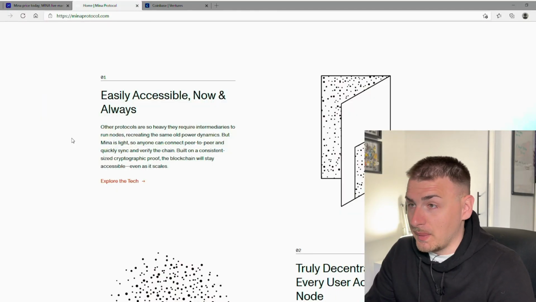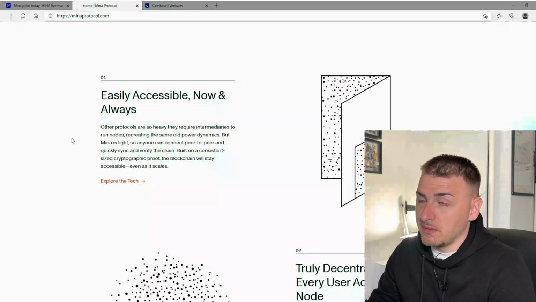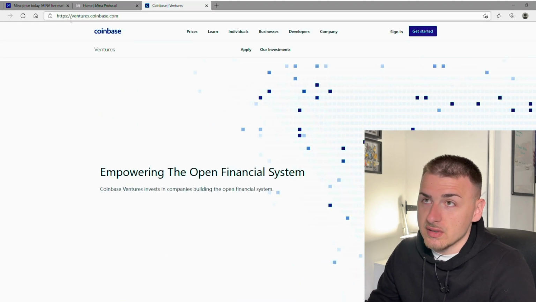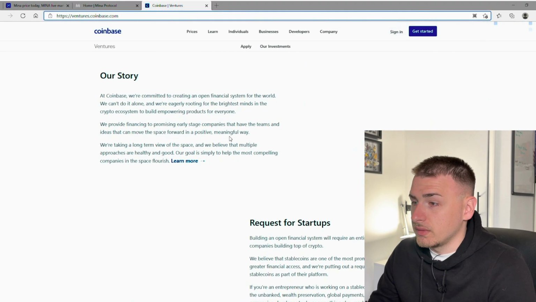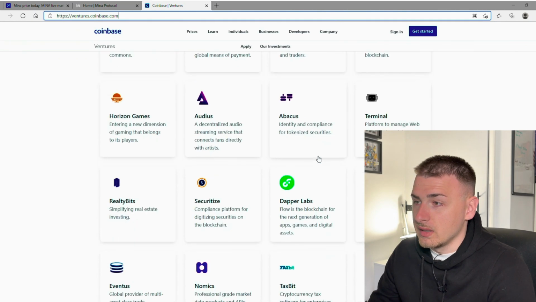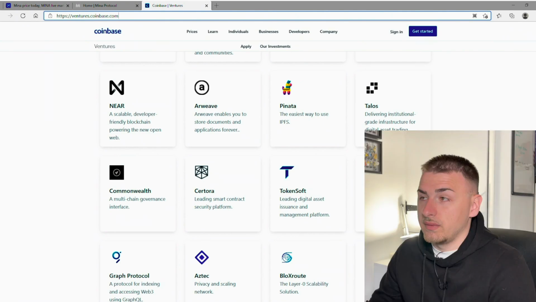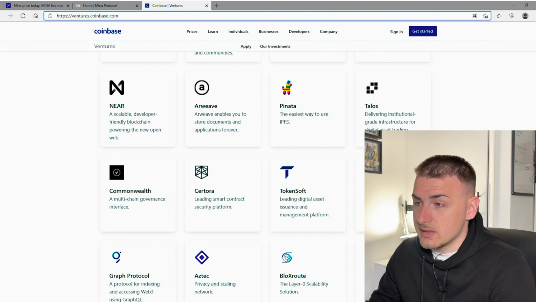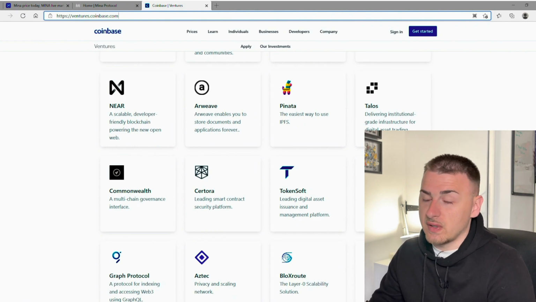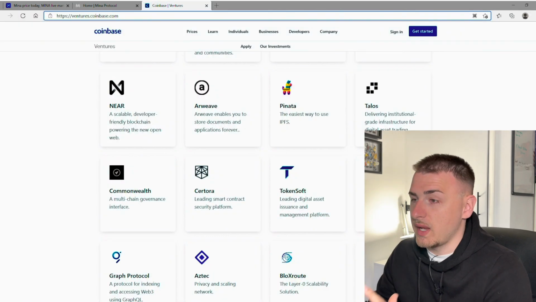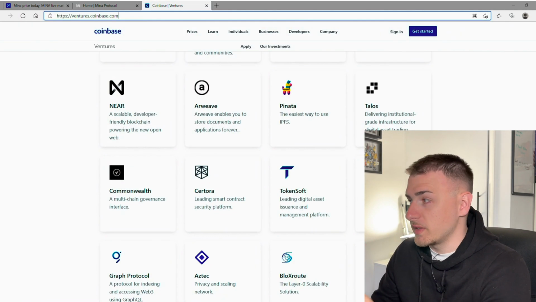It's actually being backed by massive, massive players. So if you go to Coinbase Ventures and scroll down, you will see here what Coinbase have investments in. And as you can see here, MINA is the next generation cryptocurrency through a tiny portable blockchain. So, you know, it's on Coinbase's radar. Now, when it is going to go on exchanges, it might not go on Coinbase first, it might go on others, but you have to be aware that Coinbase do have investments in it.